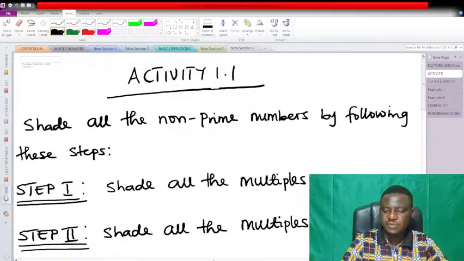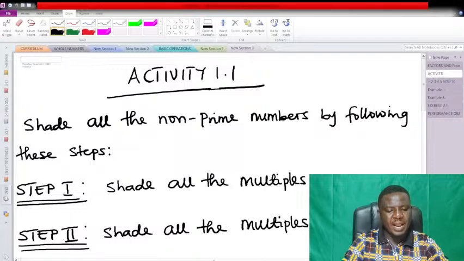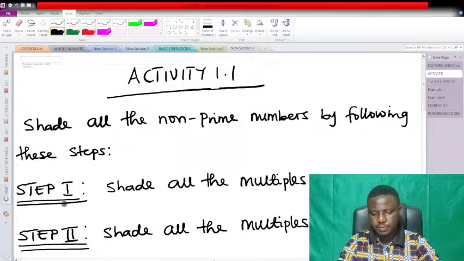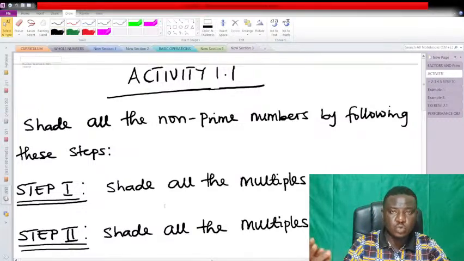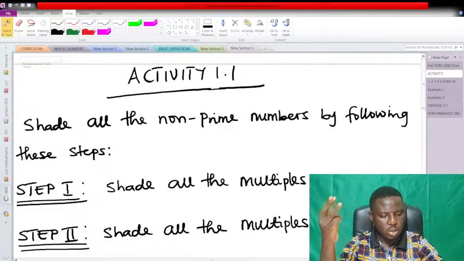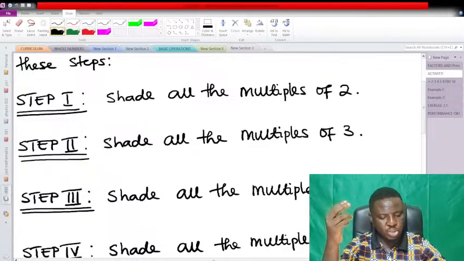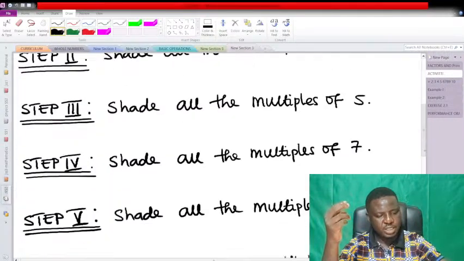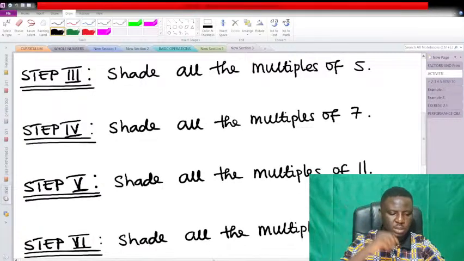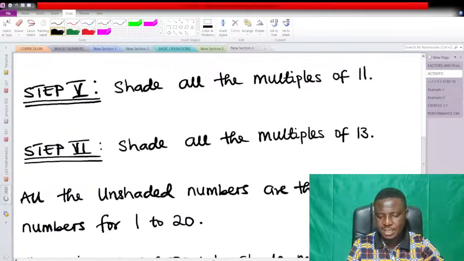So, in this activity, I said we should shade all the non-prime numbers by following these steps. One, shade all the multiples of 2. Step 2, shade all the multiples of 3. Step 3, shade all the multiples of 5, then shade all the multiples of 7, then shade all the multiples of 13.